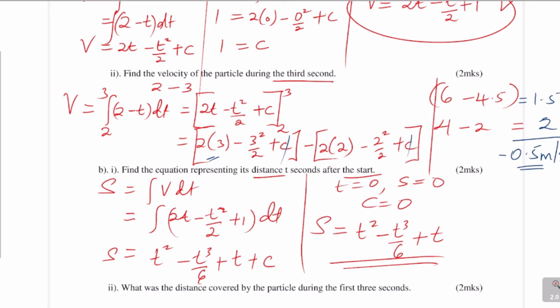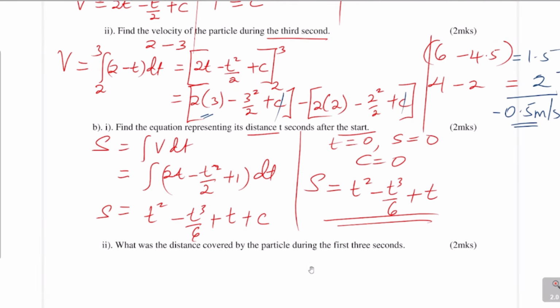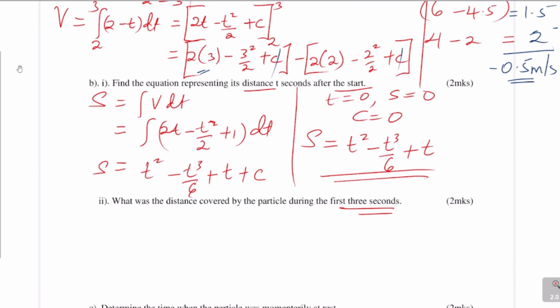We go to part 2. What was the distance covered by the particle during the first 3 seconds? During the first 3 seconds, you want to get the distance. So remember, this is how you get distance. You should say distance is equal to the integral from 0 to 3 seconds of 2t minus t squared divided by 2 plus 1.